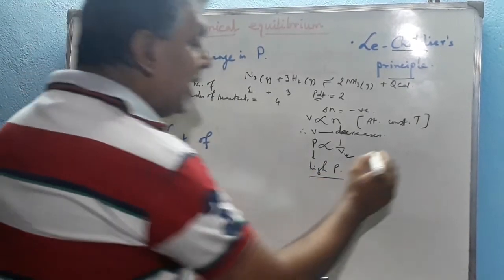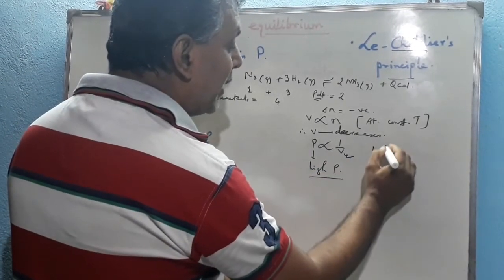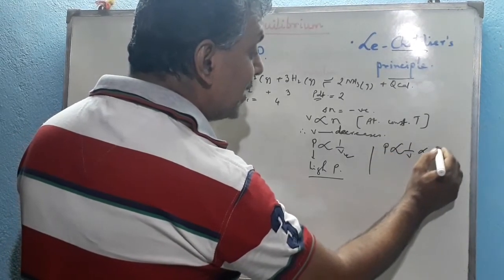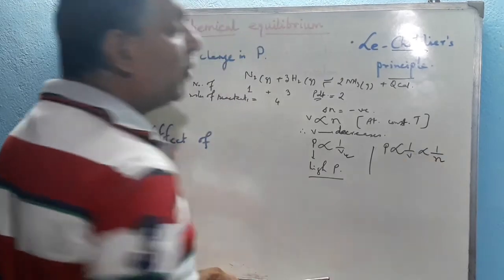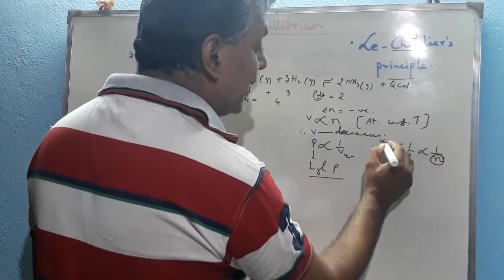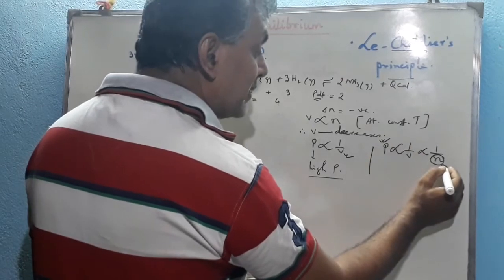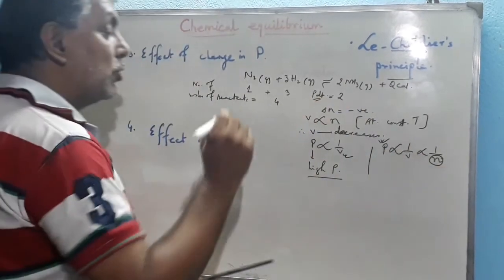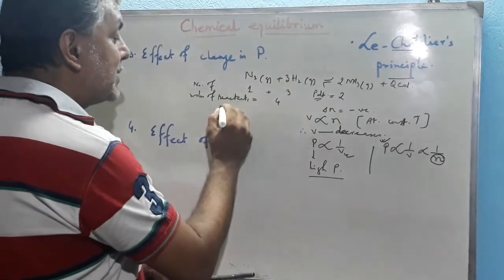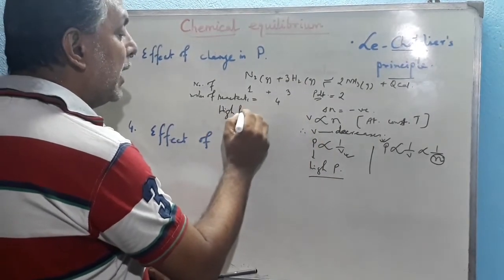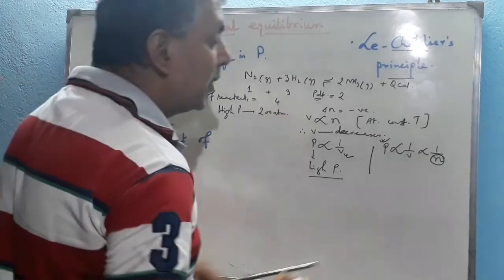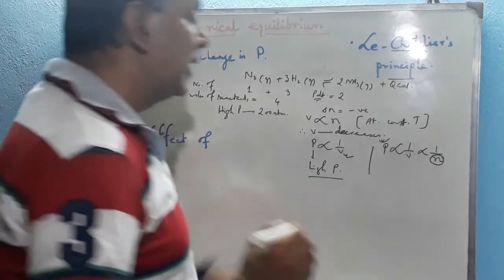So, for this equilibrium, we can say that P is proportional to 1 by V, and as V is proportional to N, we can write P is proportional to 1 by N. So, as the number of moles decreases, pressure must be increased. If the number of moles is increased, then pressure must be decreased. So, this type of equilibrium must be maintained at high pressure, and hence the optimum pressure is 200 atmosphere, because the number of moles in the forward reaction decreases.